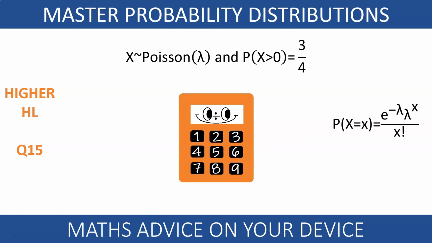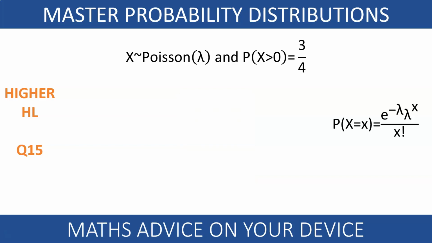In this third question, a random variable modeled by the Poisson distribution has a chance 3/4 of taking a value bigger than 0, and we need to find the mean and the chance of taking a value bigger than 1. A variable modeled by Poisson can only take discrete values, so it can only take 0, 1, 2, 3, etc.